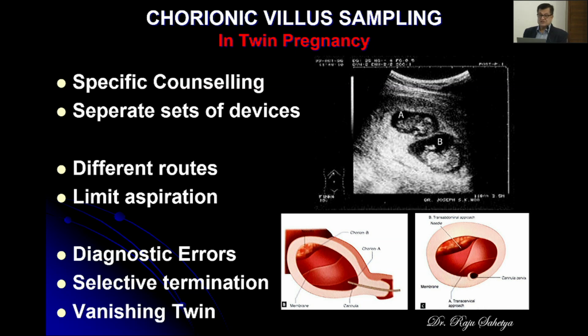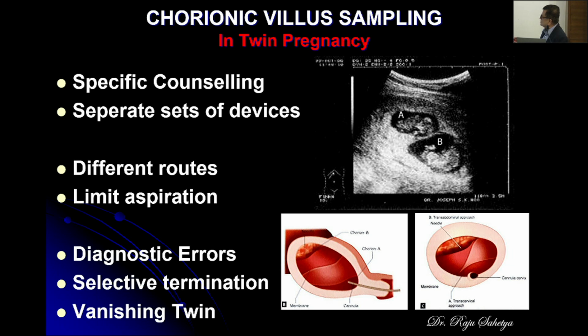Doing it in twins is no big difference. It is like doing two procedures. Both could be from the same route. Both could be one from transabdominal, one from transcervical, depending upon location. I would choose to do a transcervical and go up, and I would limit my aspiration here and then stop the aspiration and bring the cannula out. And then I take a separate set of device and I will limit my boundary.